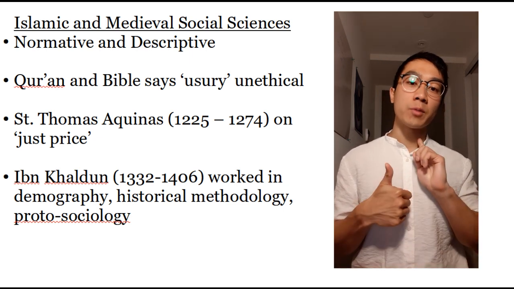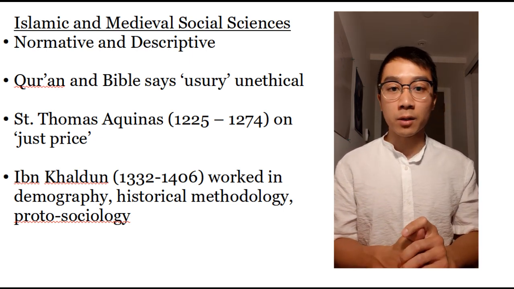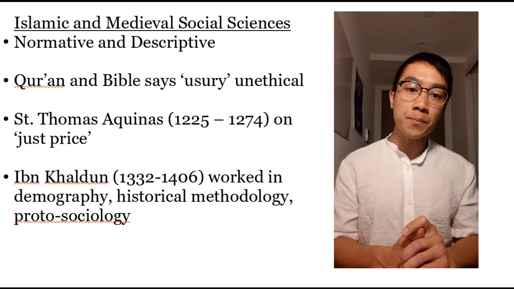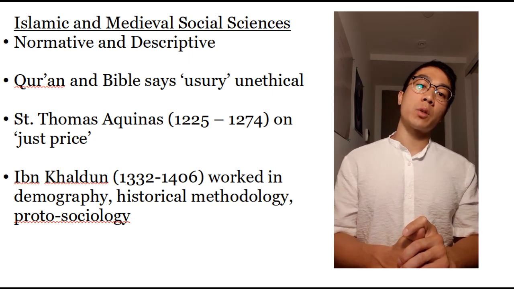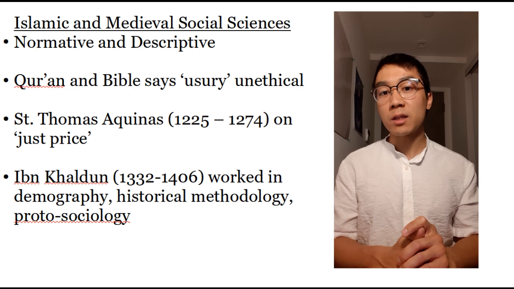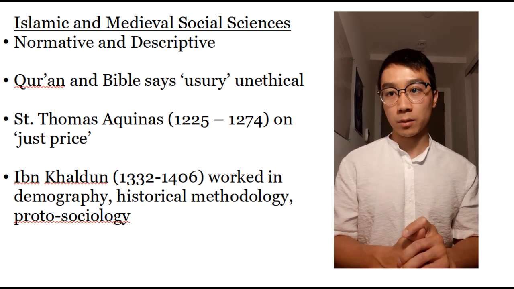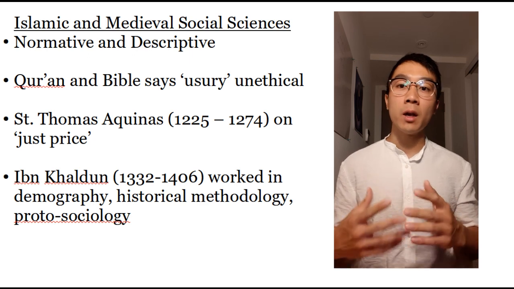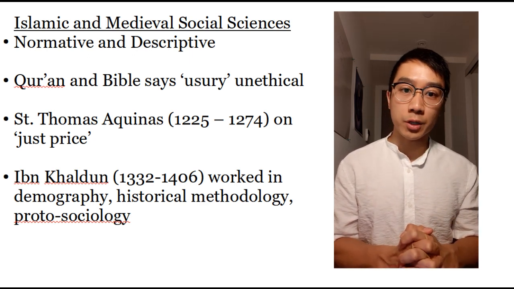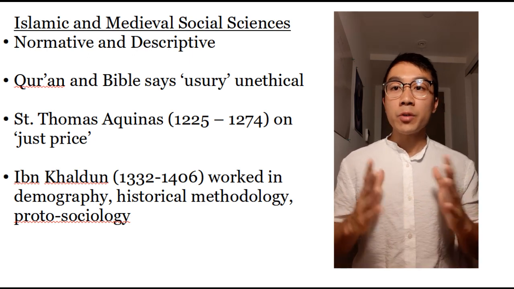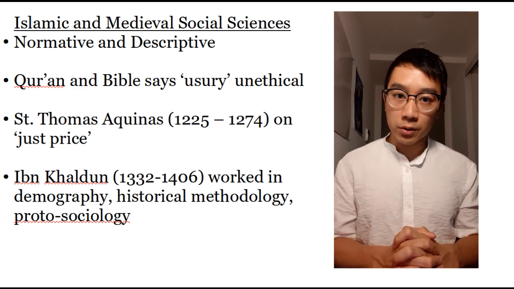The first is St. Thomas Aquinas, who's an Italian Catholic theologian and natural philosopher, active in the 13th century. So we'll talk a bit about his conception of just price. And the second figure we'll talk about is a 14th century Islamic thinker, Ibn Khaldun, mostly working in demography, historical methodology, and proto-sociology. So both of them are united by their interest in, of course, religious matters.